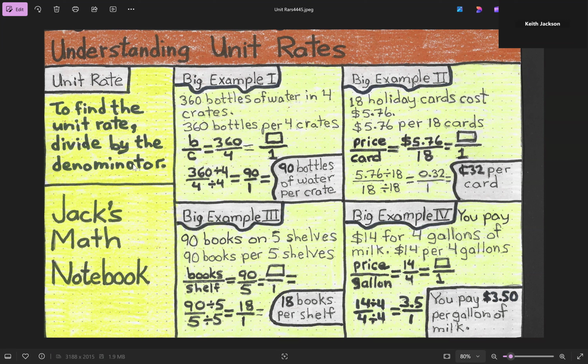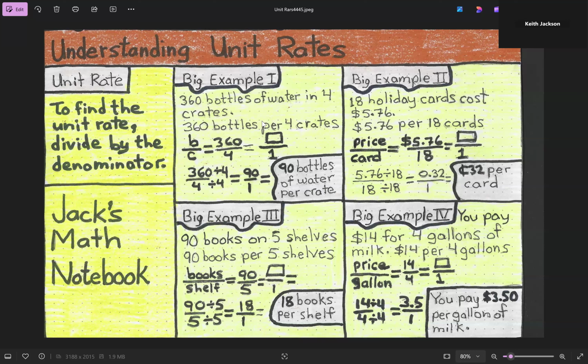All right, with that in mind, let's take a look at big example 1, in which we have 360 bottles of water in 4 crates. What that means is that 360 bottles per 4 crates is our rate. But what is our unit rate?